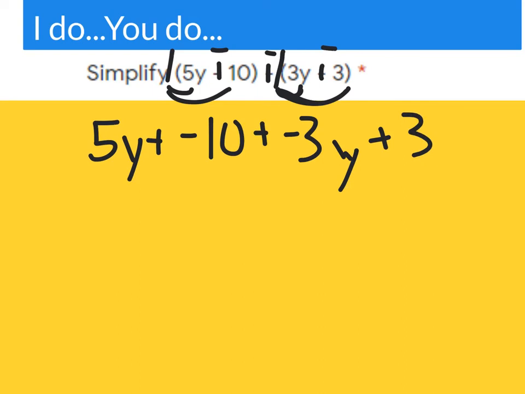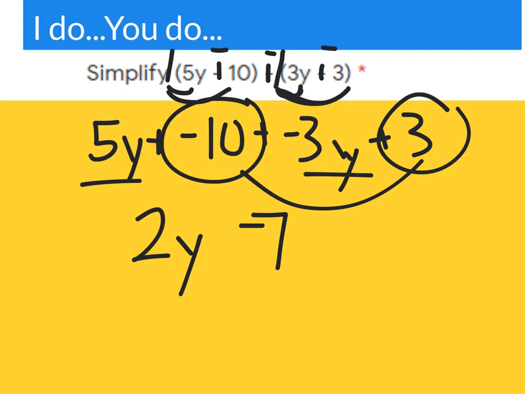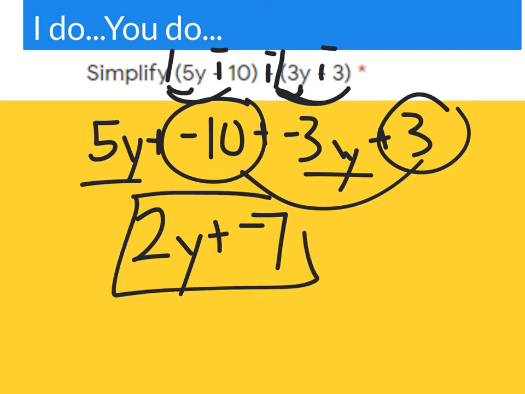Now you can combine your like terms saying, oh, y's match y's. They have different signs, so we subtract and use the sign of the larger. Constants match constants. They have different signs, so we subtract and use the sign of the larger. And you could write 2y minus 7 or 2y plus negative 7. Or, of course, you could write it in a different order because of the commutative property and write negative 7 plus 2y. Any of those are okay.